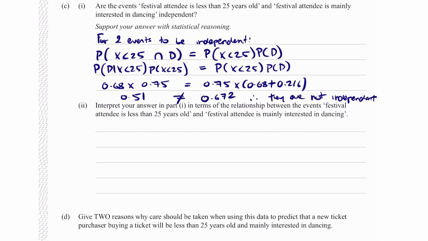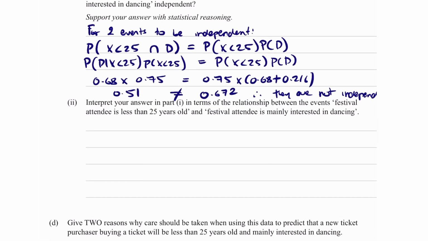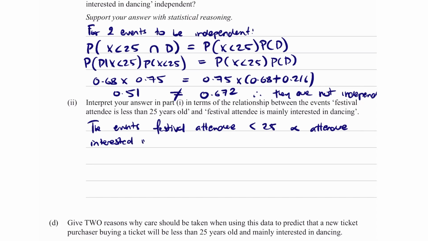Okay, interpret your answer in part 1 in terms of the relationship between the events festival attendee less than 25 and festival attendee interested in dancing. Right, so they just want us to write this in English. So what we're saying is that the events festival attendee less than 25 and attendee interested in dancing are dependent on one another. So what does that mean?